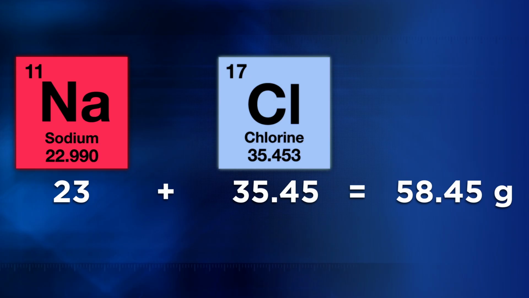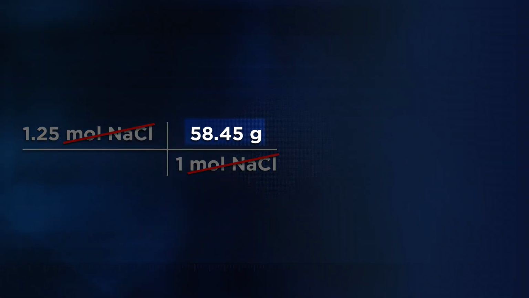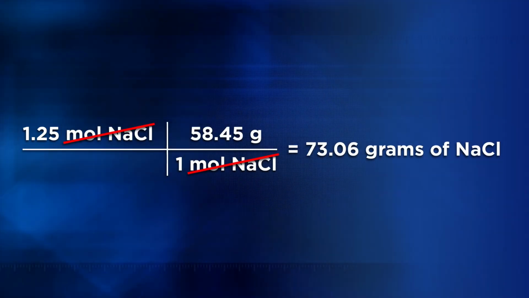Right, so 1 mole of sodium chloride weighs 58.45 grams, so we can put that in the numerator of our conversion chart, then cancel out the unit of moles. So we multiply 58.45 grams times 1.25, and that should be our answer. And that's 73.06. So 1.25 moles of sodium chloride is 73.06 grams.